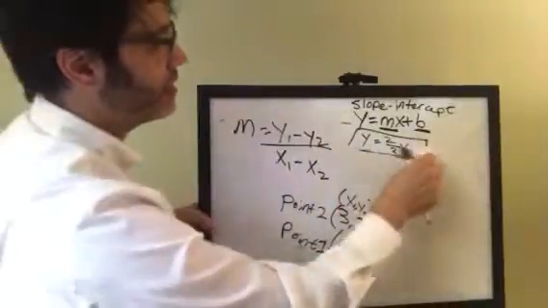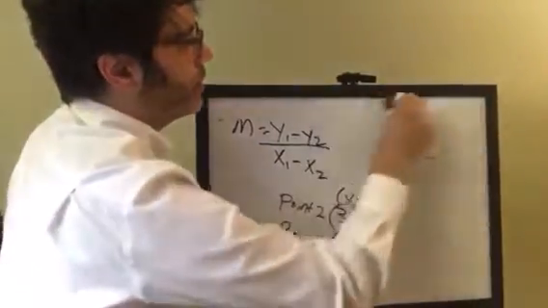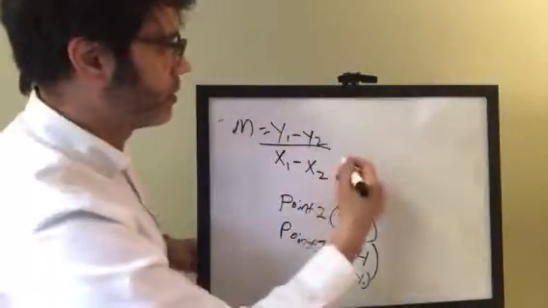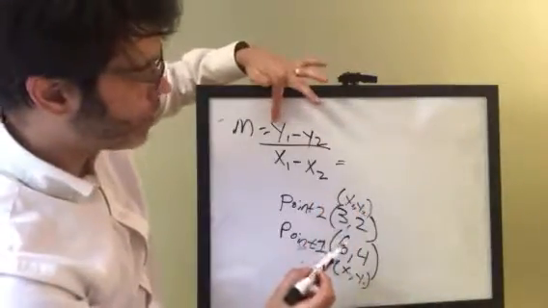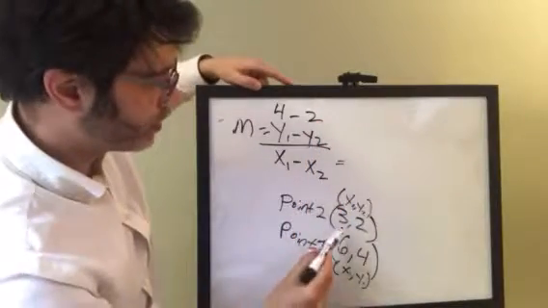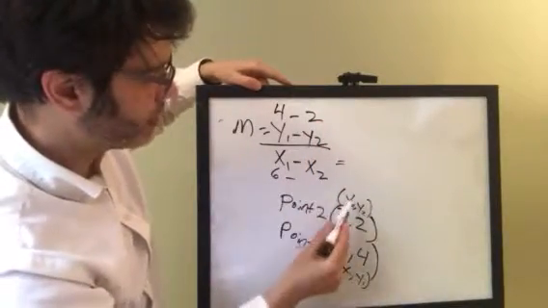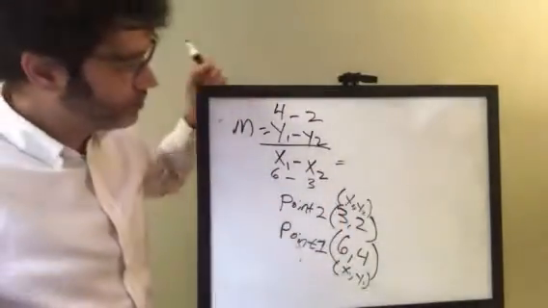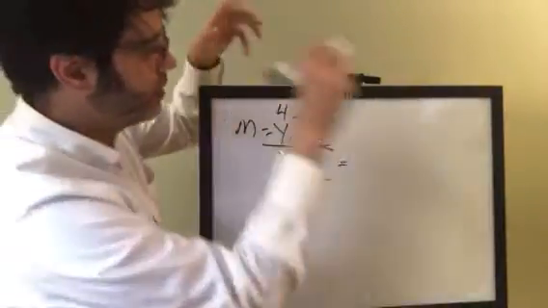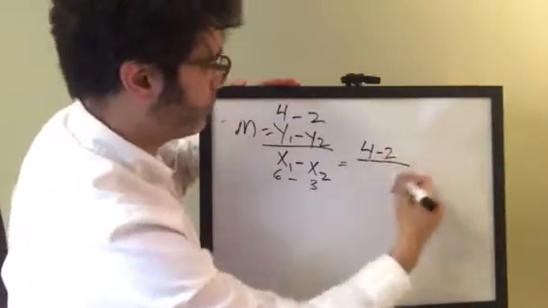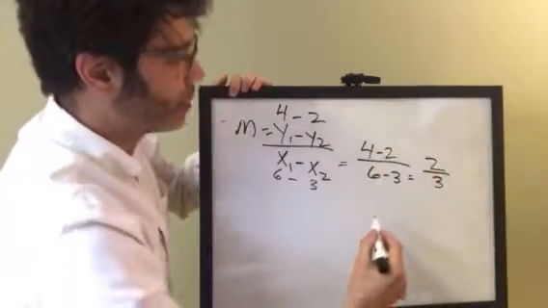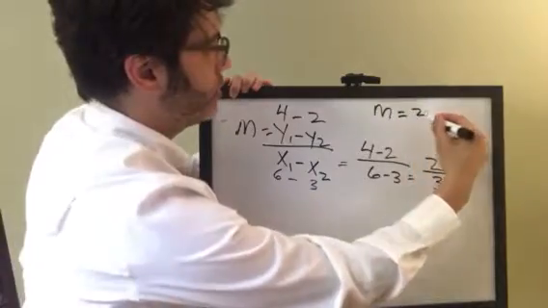y equals 2/3 x is the ultimate equation we're going to come up with, but we actually are not supposed to know that yet, but we'll get there. So let's plug these in. We've got y1 is 4, minus y2, which is 2, over x1, which is 6, minus x2, which is 3. Now, let's do our calculation. That's 4 minus 2 over 6 minus 3, which is 2 over 3. So we know that our slope is 2/3.